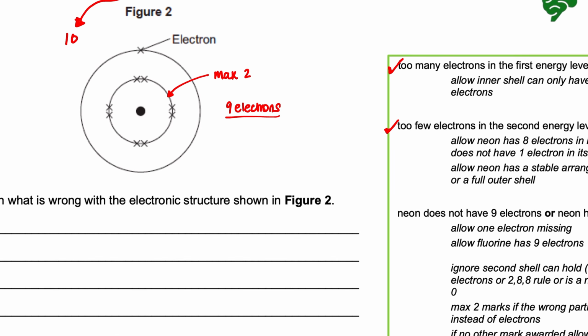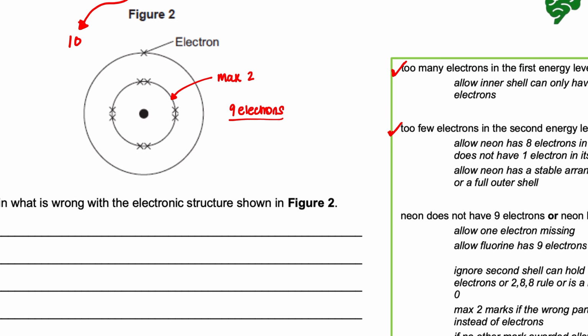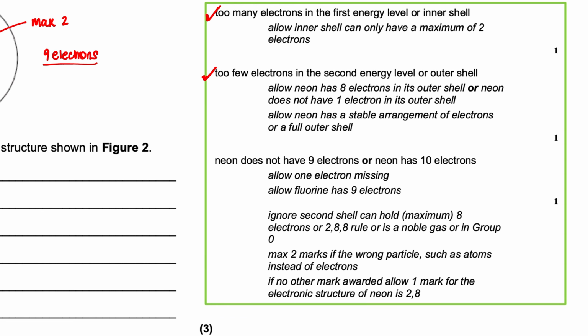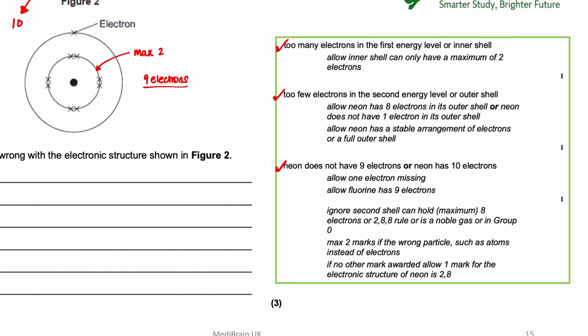As I mentioned, the electrons which are in the innermost energy level, they should be on the outermost, and there's only 1 electron in the outermost. That's too little. And neon does not have 9 electrons, or neon has 10 electrons. That's where your third mark is coming from.